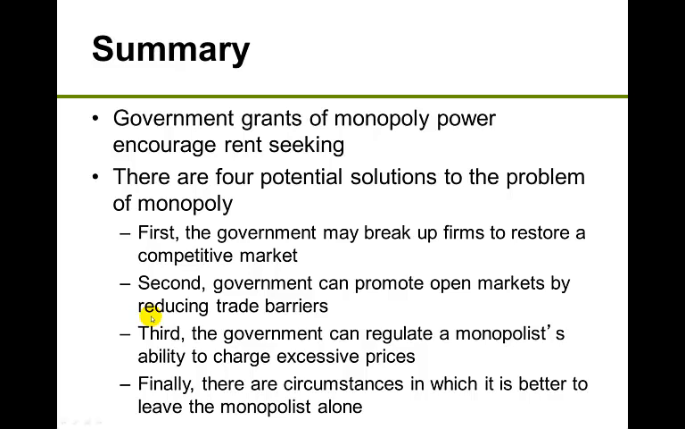So governments can try and fix monopoly problems. They can try and break up firms, they can reduce trade barriers, and they can regulate prices, or they can assume control of natural monopolies. But there are costs and benefits to each of these solutions, and sometimes it may be best to just leave the monopolist alone.